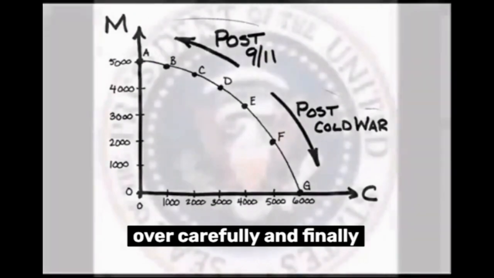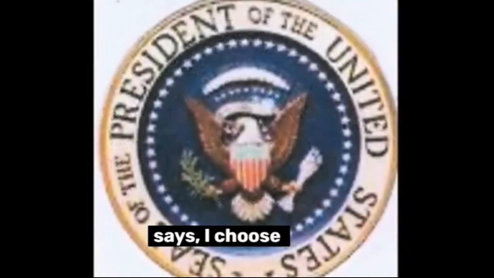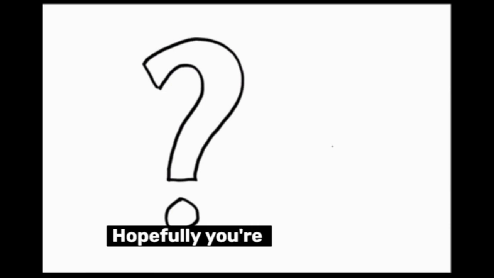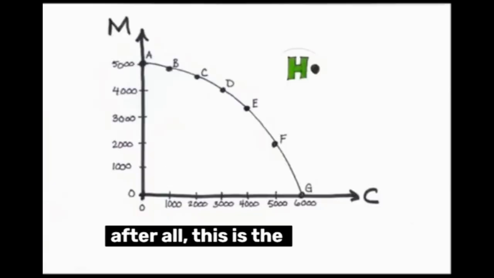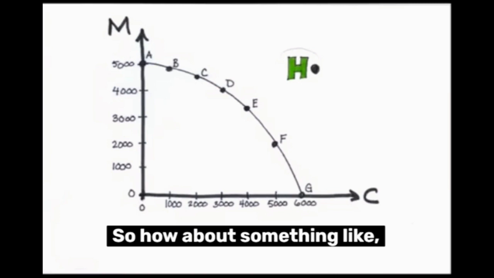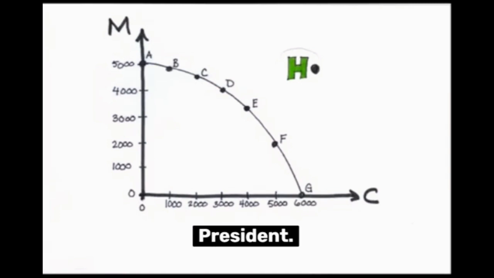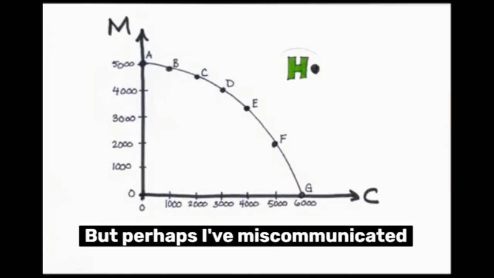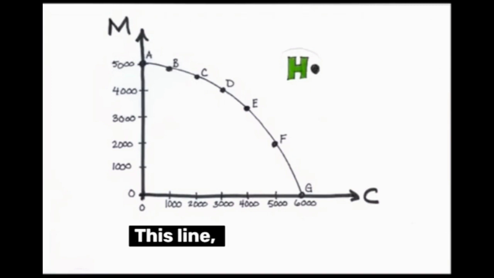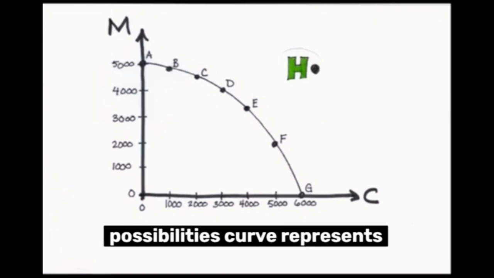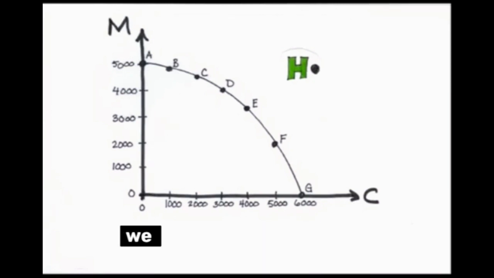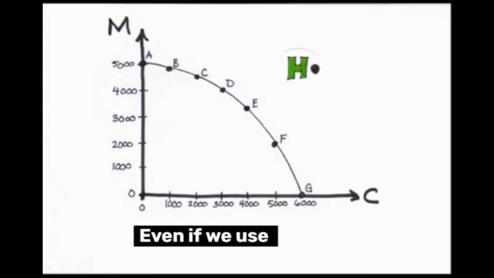So, the President thinks it over carefully and finally says, I choose point H. What do you tell the President? Hopefully, you're making your response respectful, because after all, this is the President. So how about something like, oh, I'm sorry, Mr. or Mrs. President, but perhaps I've miscommunicated something to you. This line, the production possibilities curve, represents the outer boundary of what we can produce right now, even if we use all of the available resources.